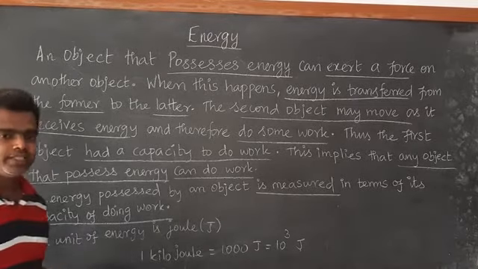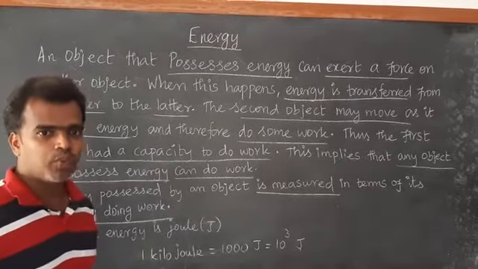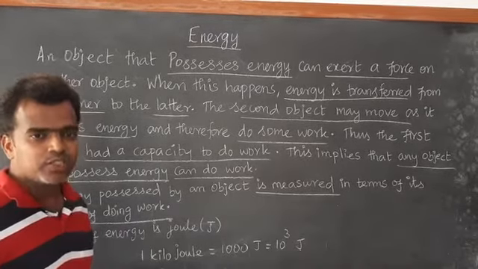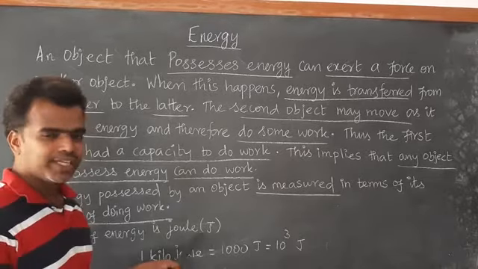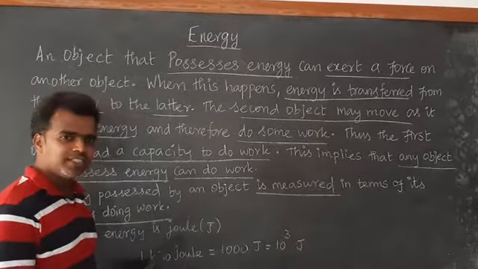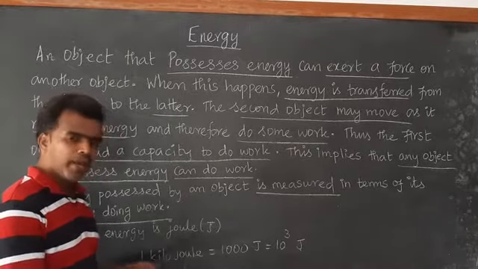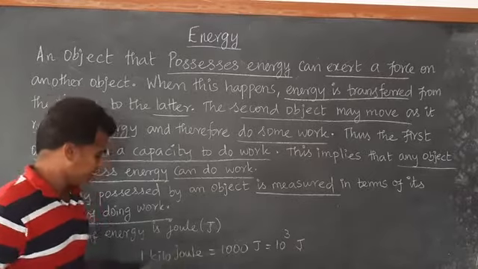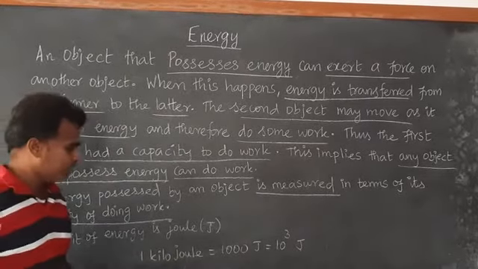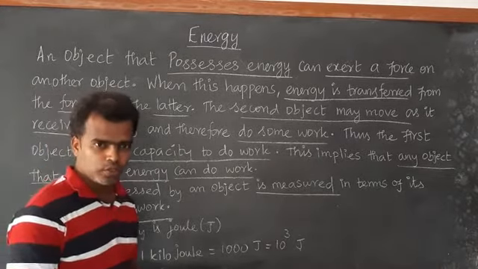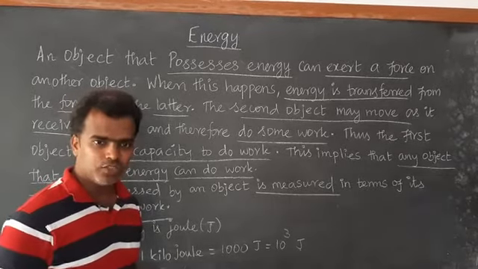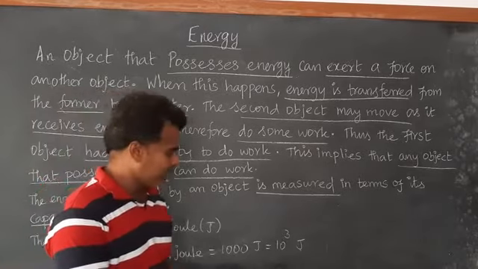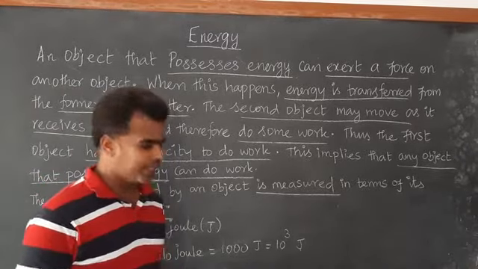The unit of energy is the same as that of work. So what is the unit of work? Joule, right? Yes. You can write either small j o u l e or capital J. Any one notation you can use. And for higher quantities, 1 kilojoule is equal to 1000 joule, or you can write 10 power 3 joule.